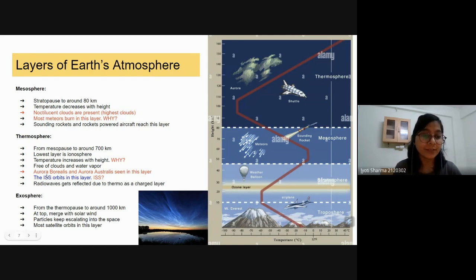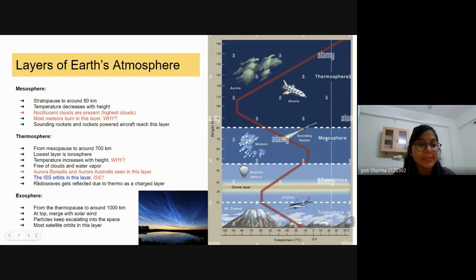The very interesting terminology here is the aurora borealis and aurora australis. So these kinds of phenomena can be seen in this layer. So what are these auroras? We will talk about them in the next slide. This is very interesting, and one of the questions in the assignment has been asked about these, like in which sphere the auroras can be observed. So this is in the thermosphere.